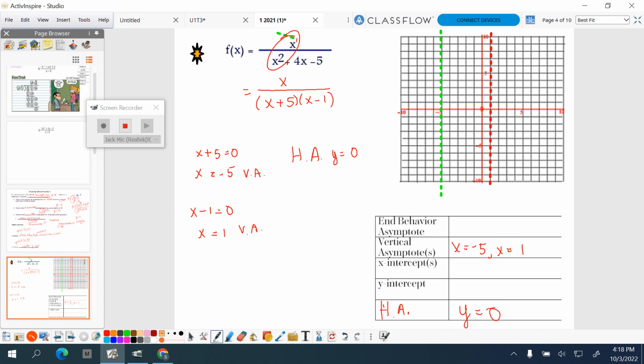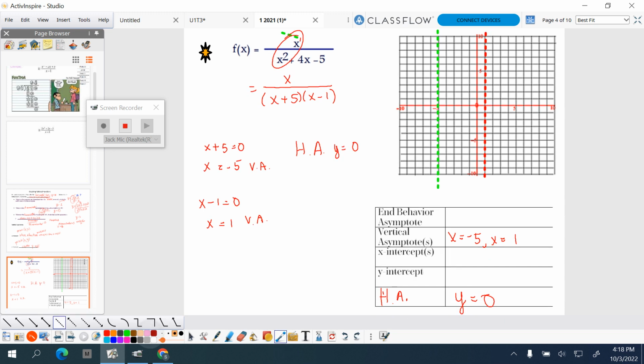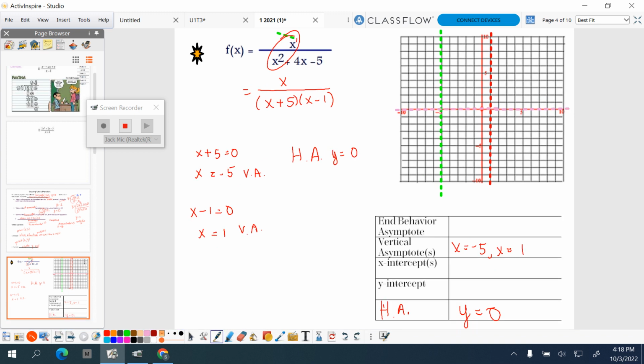So that means I have, and I'm going to do it in pink here, I have a horizontal asymptote right here. Okay? And I'm just going to go through and label. I just want to do this one problem. So x equals negative 5, x equals 1, y equals 0. So what does this look like?